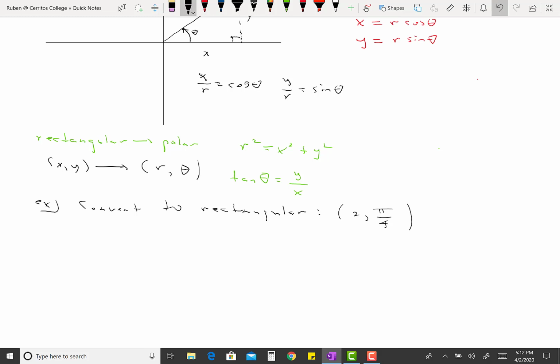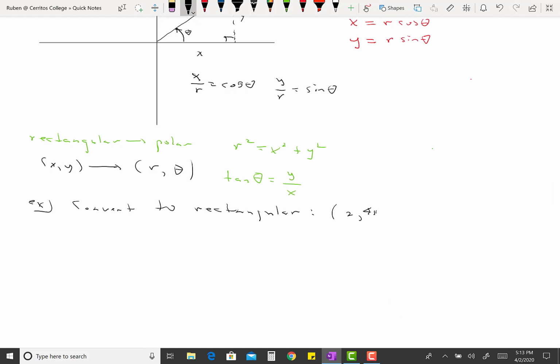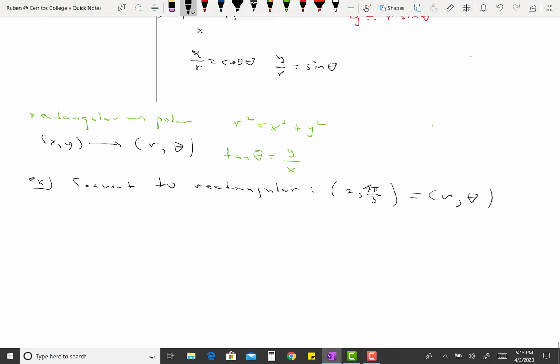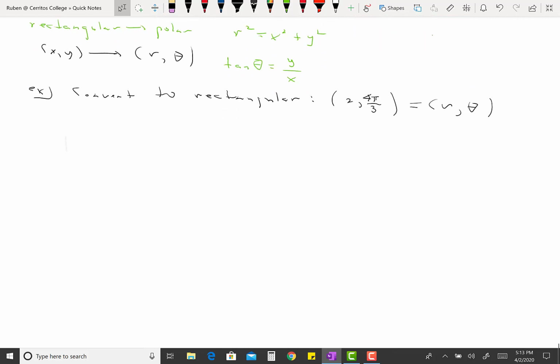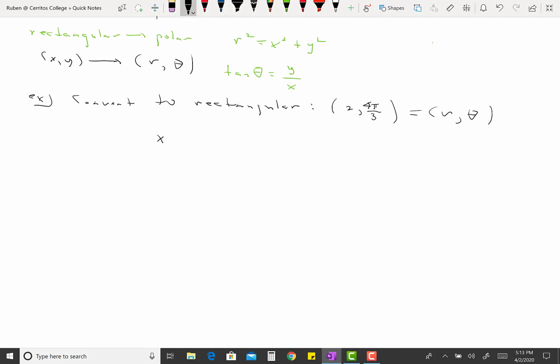No, let's do a little more interesting angle than pi over 4. Let's do 2 and let's say 4 pi over 3. This is the point in polar form. So we're given this is our R and our theta. So the red relationships give us the conversion from polar to rectangular. So x equals r cosine of theta and y equals r sine of theta.